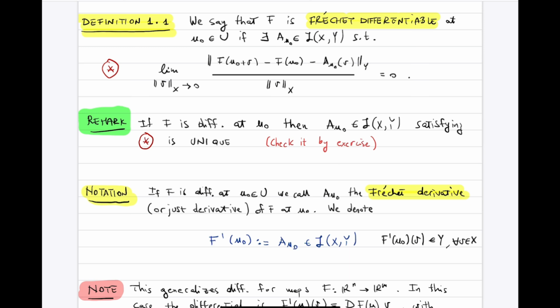Okay, so maybe this is something important to notice. Although your function is defined a priori only on some open set u, the differential is actually a linear operator which is defined on the whole space. So although f is defined from u to y, the Frechet derivative is defined from x into y. And it has to be linear and continuous.